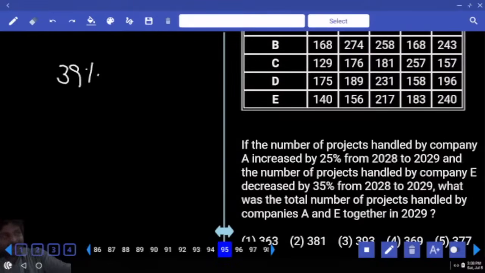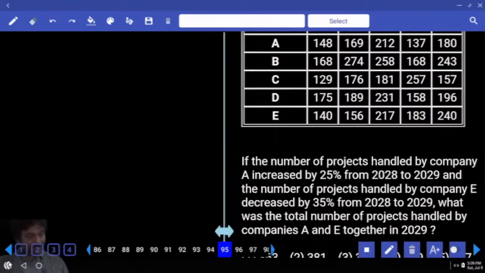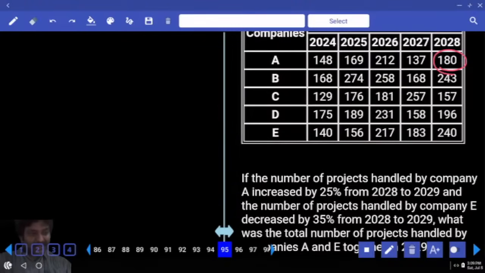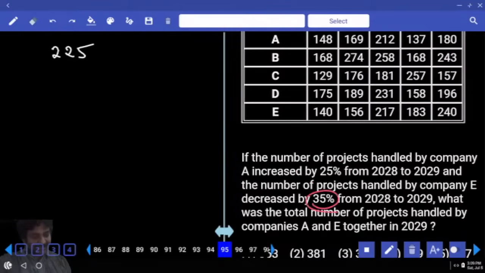If the number of projects handled by company A increased by 25% from 2028 to 2029, and the number of projects handled by company E decreased by 35% from 2028 to 2029, what was the total number of projects handled by companies A and E together in 2029? A in 2028, next year it increases by 25%. 25% is half plus half. What is half of 180? Again half, 180, 45. 225. Are you okay?